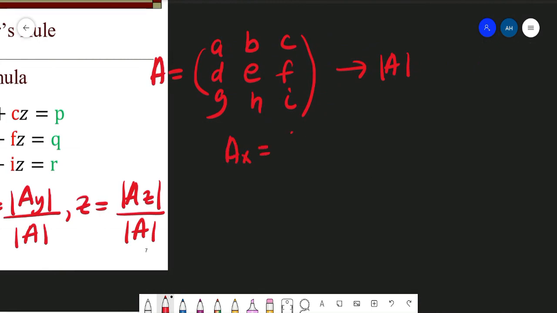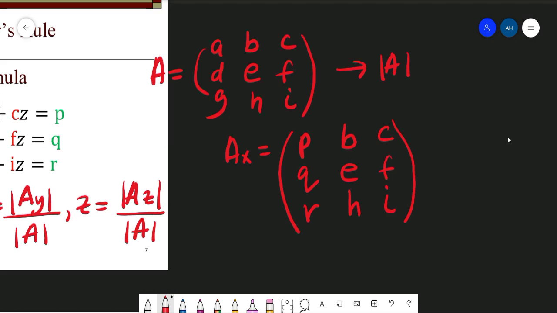Equal to, we are going to replace the first column with the right hand side, that is P, Q, and R. And everything else the same, like matrix A. So we have B, we have E, we have H. Okay, the third column also the same, that is C, we have F, we have I, like this. That's matrix AX, a 3 by 3 matrix also.